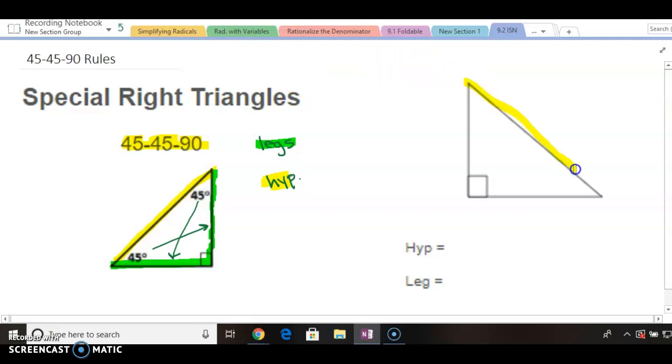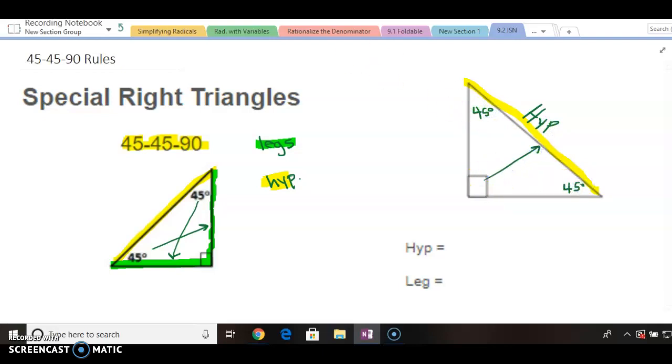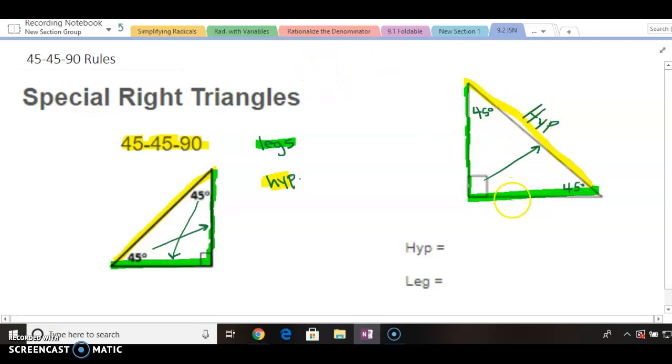So here's my hypotenuse. I'm going to say this is a 45, 45, 90, so 45 degrees, 45 degrees. My hypotenuse is opposite of my right angle. And then my two other sides, here's my leg, and here's my leg. Okay, and remember, legs are congruent. All right, so my hypotenuse, say I have one of my legs. To find my hypotenuse, all I need to know is that my hypotenuse is equal to my leg times the square root of 2. Okay, that's it. Leg times square root of 2.